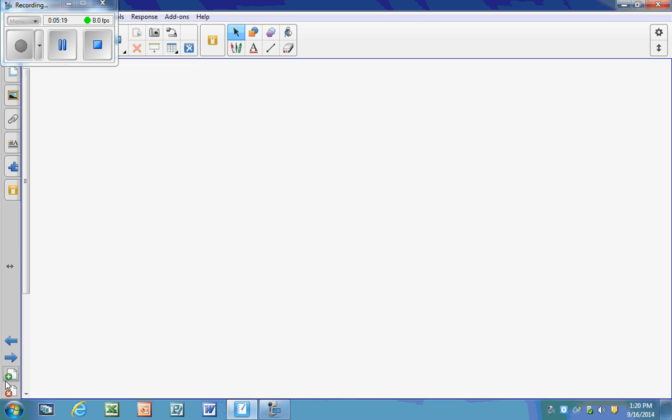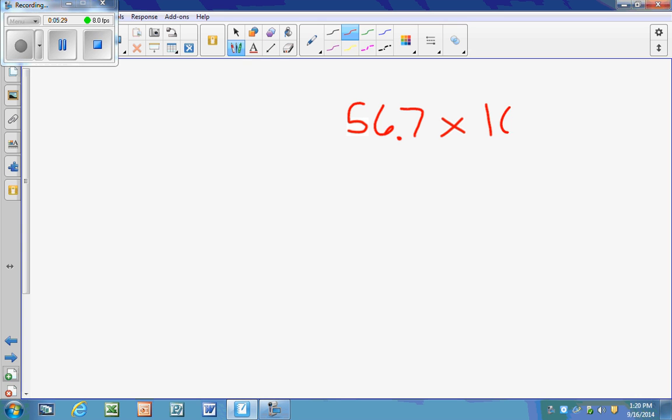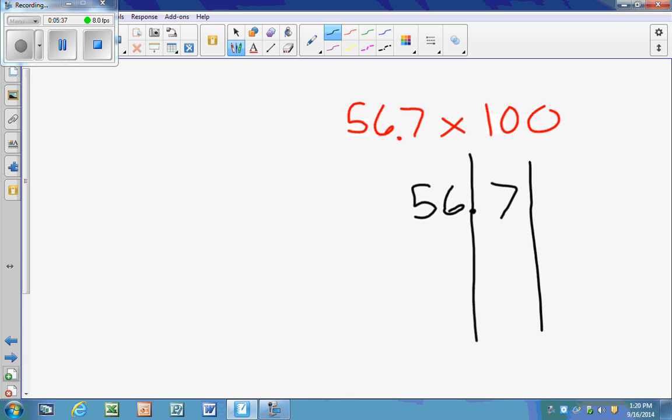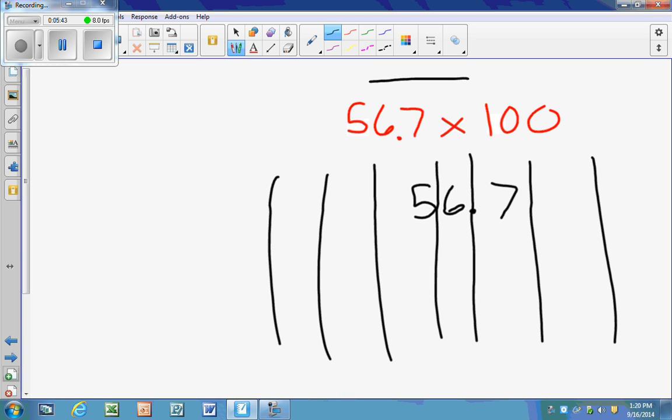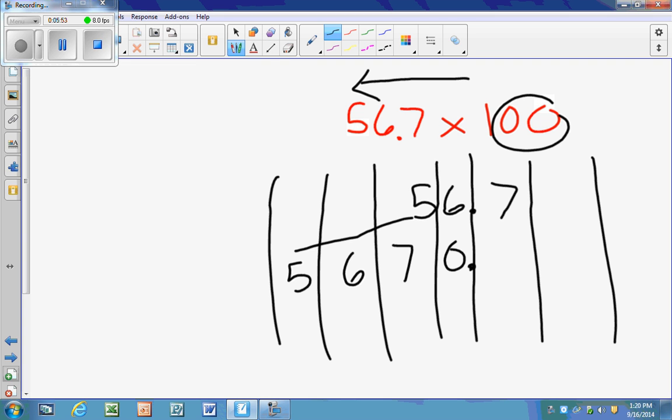The last thing I want to show is if I have a problem such as this, which is 567 times, we'll actually change it to 56 and 7/10 times 100. If I don't have a place value chart, I can rewrite my number and I can make my own place value chart by drawing lines. Since I'm multiplying, I know I'm going left. And since there are 2 zeros, I know I have to move over 2. So I move 1, 2. I write my number. I have to fill in a 0 here, and I know my answer is 5,670.